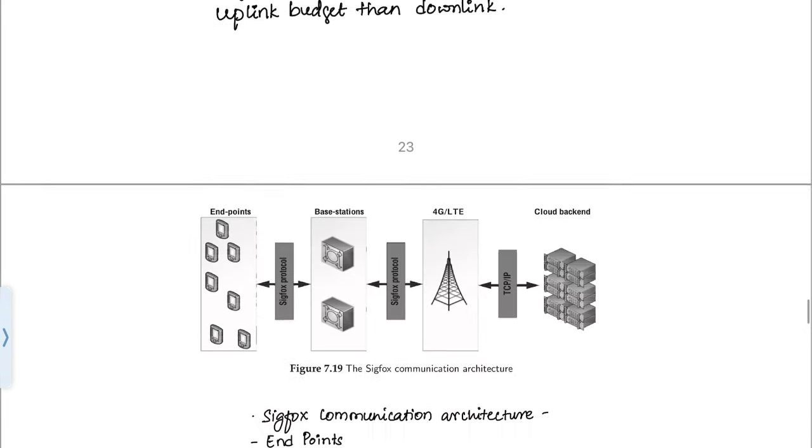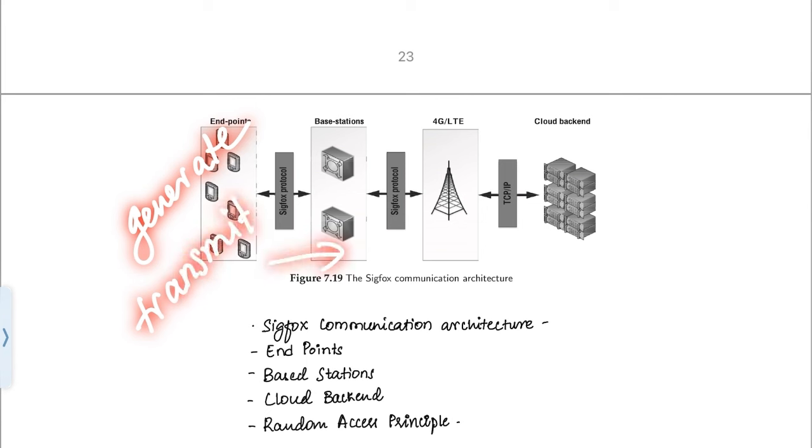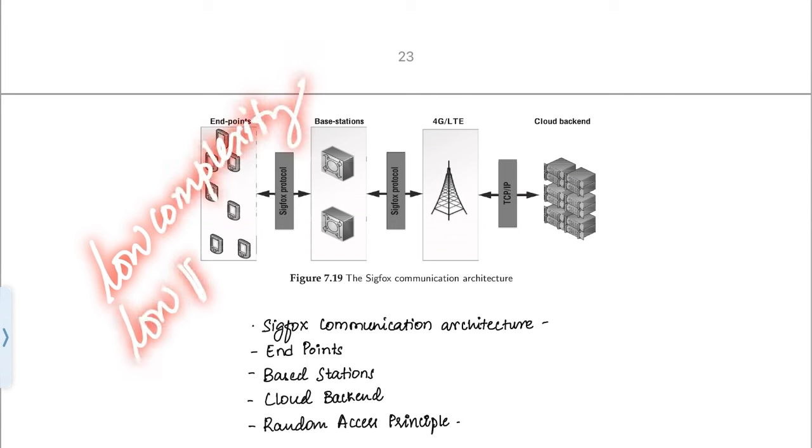Let's now look into the figures. The first figure we have is the Sigfox communication architecture. The first one we have is endpoints. If you see, endpoints are any IoT devices, it could be sensors that will generate the data and transmit the data further to the base stations. So here it is low complexity and low power consumption. These are the features of endpoints.